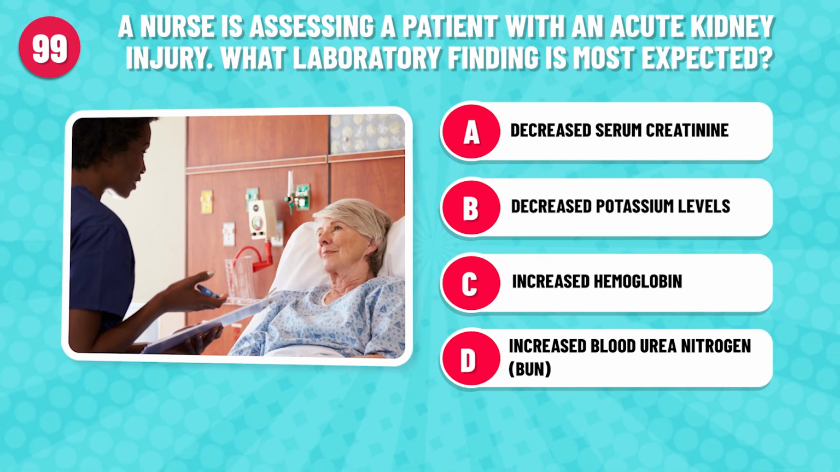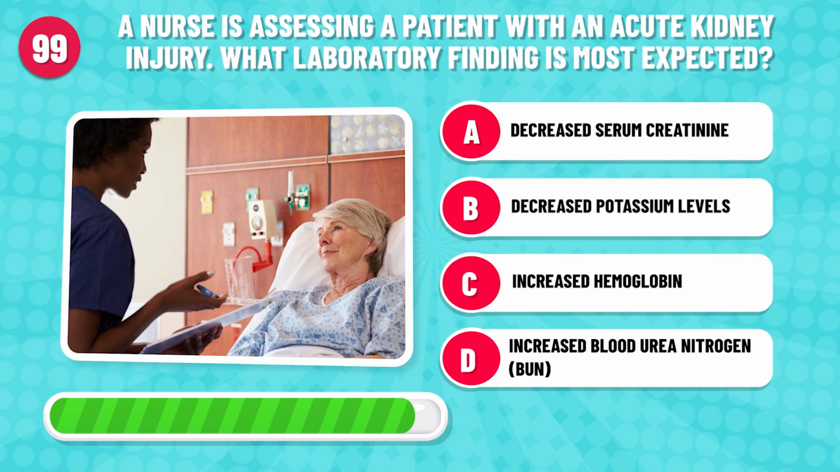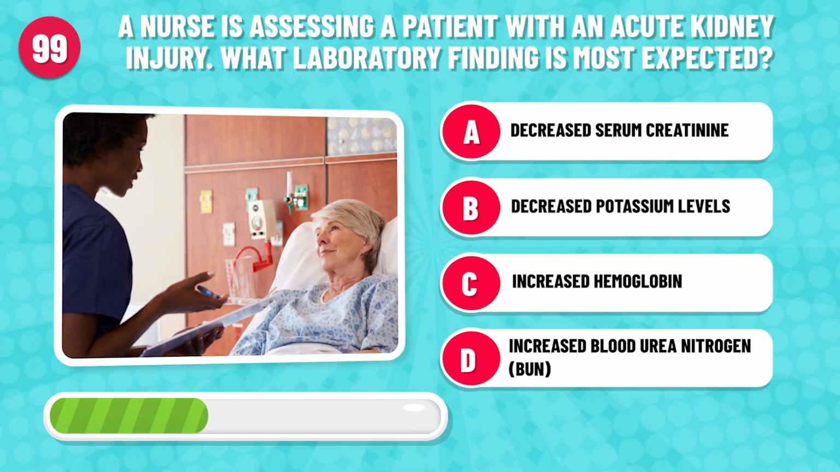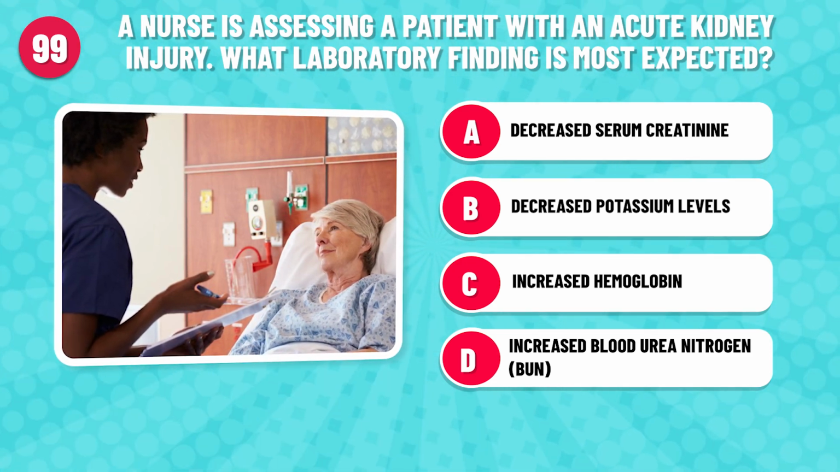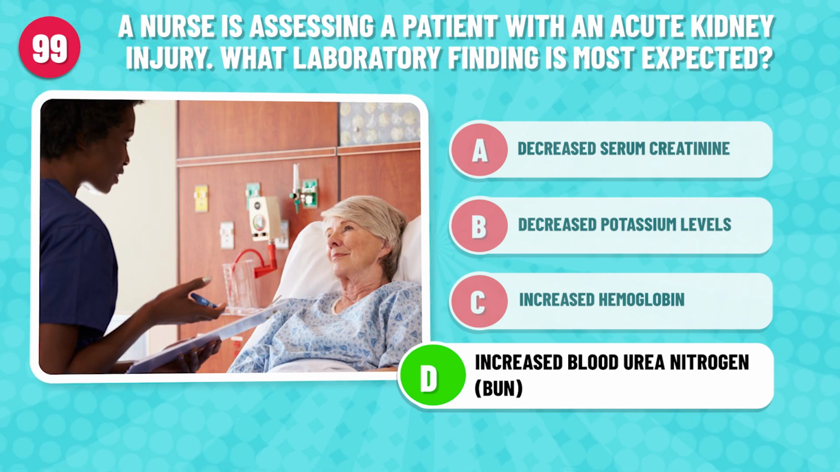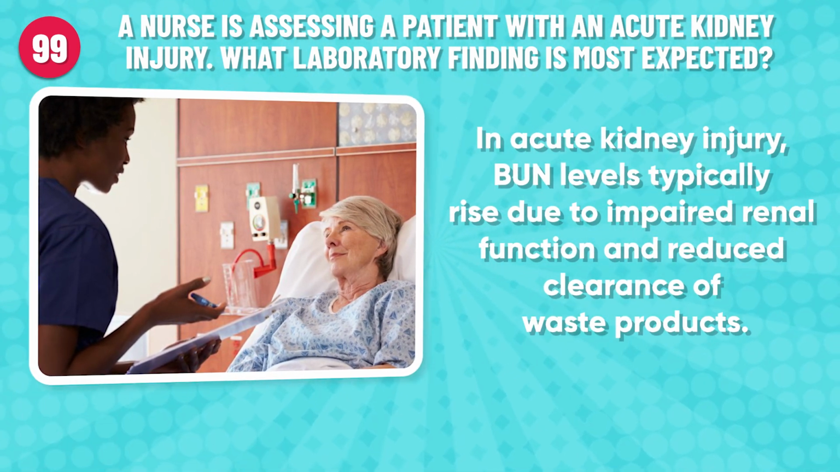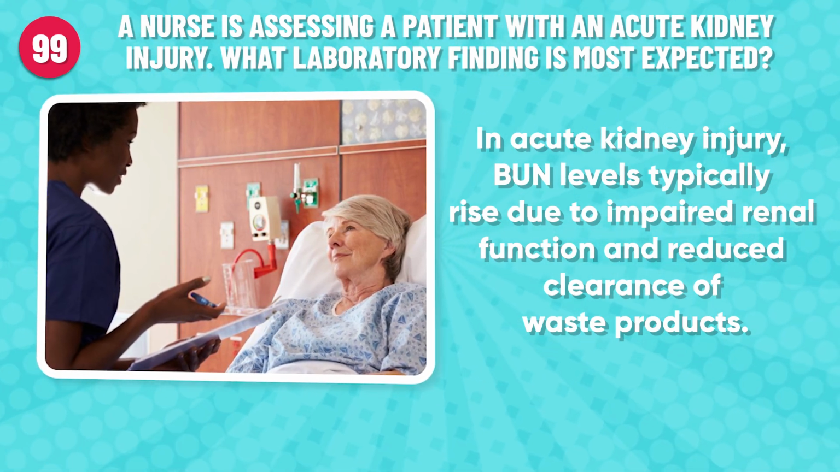A nurse is assessing a patient with an acute kidney injury. What laboratory finding is most expected? It's D. Increased blood urea nitrogen, BUN. In acute kidney injury, BUN levels typically rise due to impaired renal function and reduced clearance of waste products.